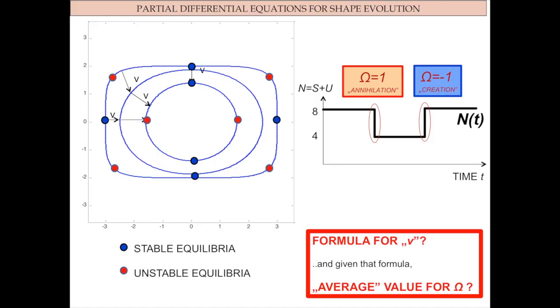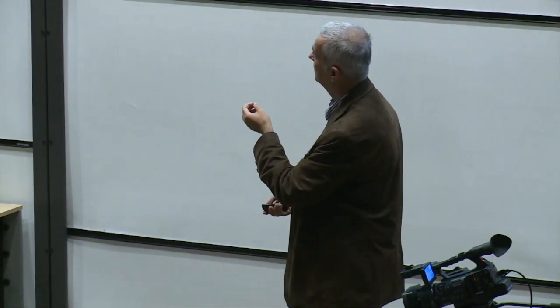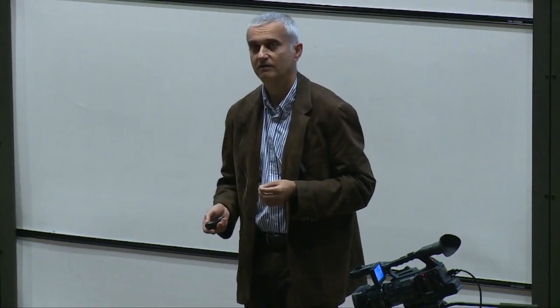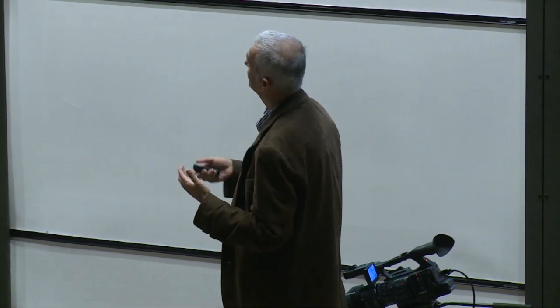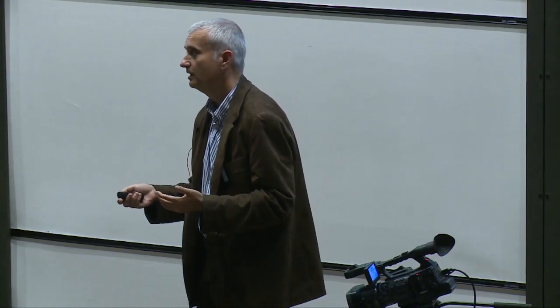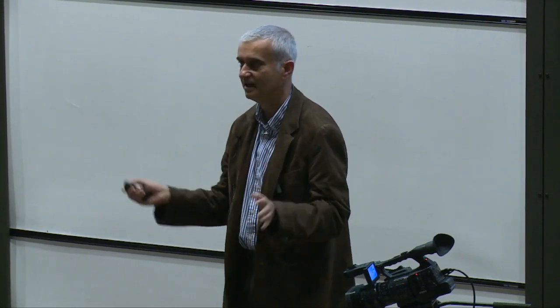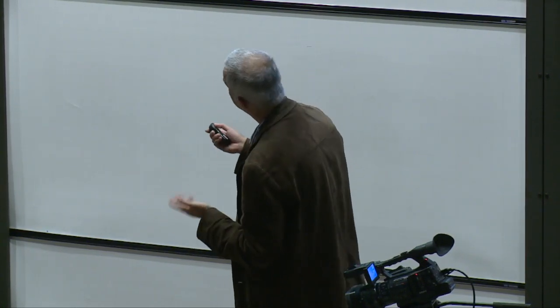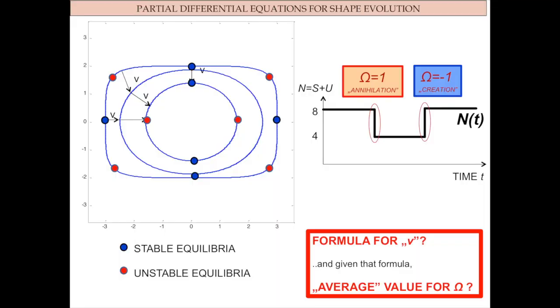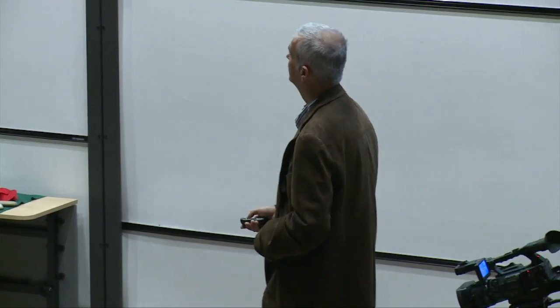Now here are our questions. What is the formula for the speed which describes a natural abrasion process? So what is the partial differential equation we have to understand? And if we find that formula, what is the average value for omega? Would it be positive or would it be negative? So Arnold's hint was in the direction that if you look at it in a very averaged way at the right equation, then omega will be positive. The average value of omega will be positive.